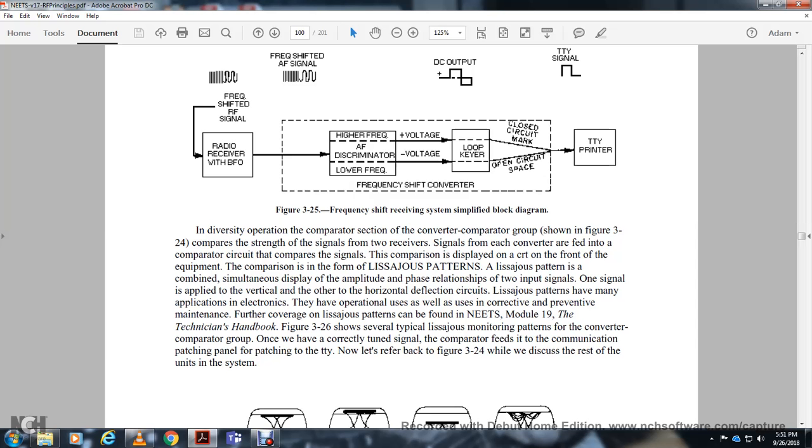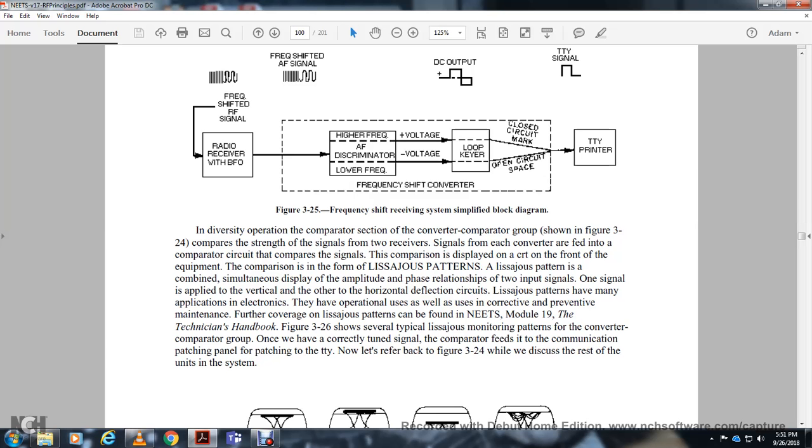Lissajous patterns combine a simultaneous display of the amplitude and the phase relationship between the input signals. One signal is applied to the vertical, the other to the horizontal deflection. Lissajous patterns have applications in electronics for operational use and correct preventive maintenance. Further coverage of Lissajous patterns can be found in the Module 19 Technician's Handbook.